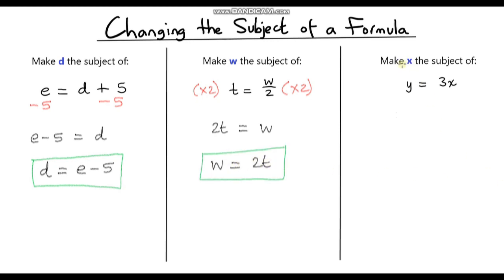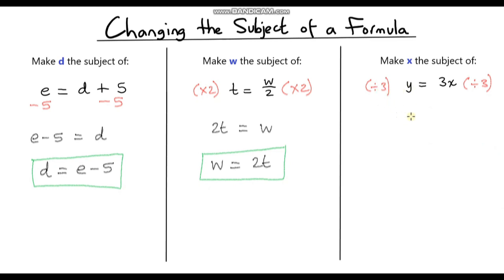And the last example, make x the subject, and we've got y equals 3x. So this time we're getting x on its own. So what this means here, this means 3 times x. So you can see that we're multiplying x by 3. So we do the opposite. We need to divide by 3. So I'm going to divide the right hand side by 3, and I'm going to divide the left hand side by 3. So on the left hand side, we've got y divided by 3.